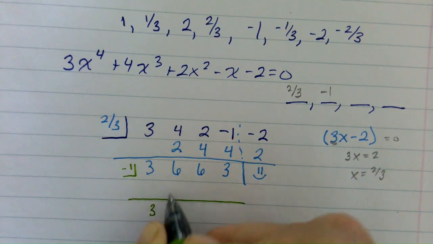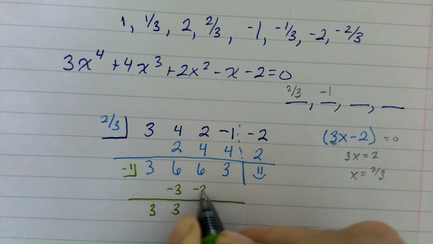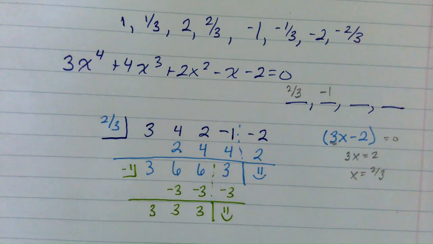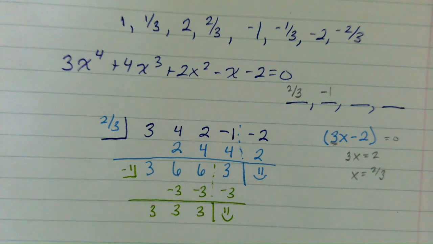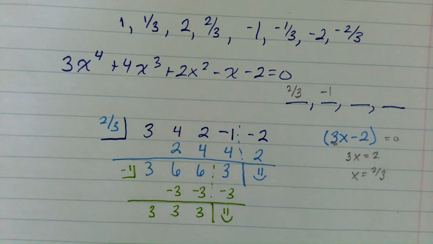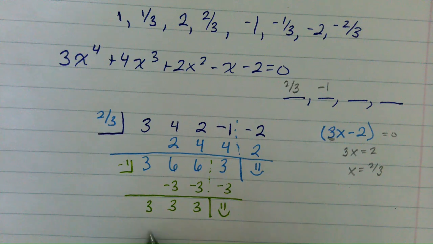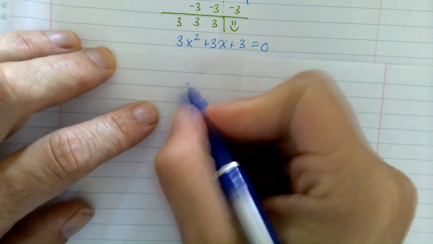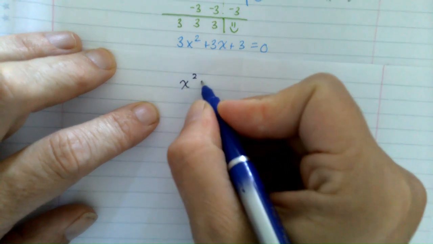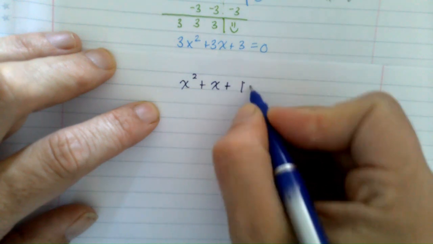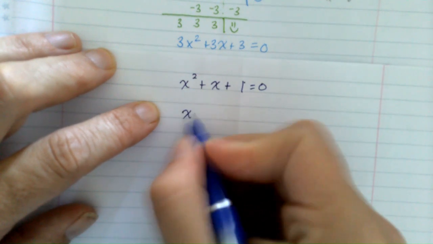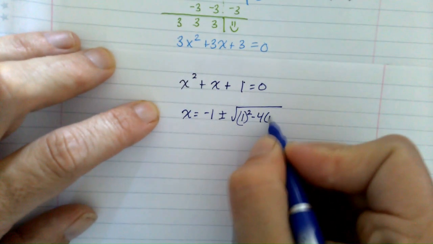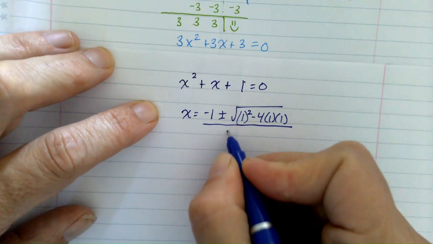Bring down my first number. Multiply, add, multiply, add, multiply. I forgot to do that little line. And now we have a quadratic. We have 3x squared plus 3x plus 3 equals 0, and we can solve this by using the quadratic formula. However, before we do that, we're going to go ahead and divide by 3 to make our numbers smaller. And so x equals -b plus or minus the square root of b squared minus 4ac all over 2a.